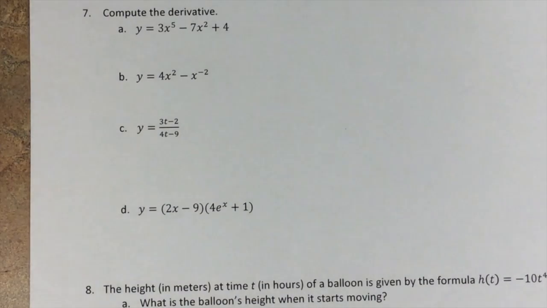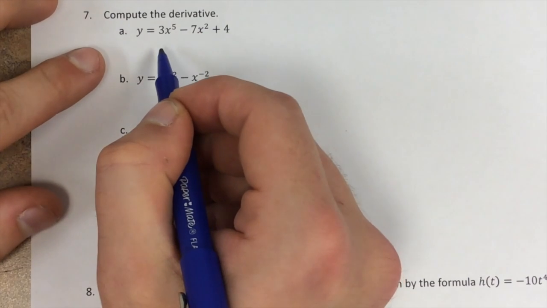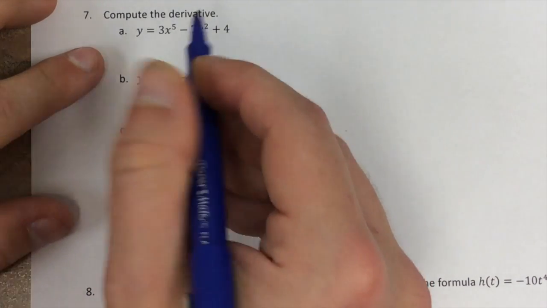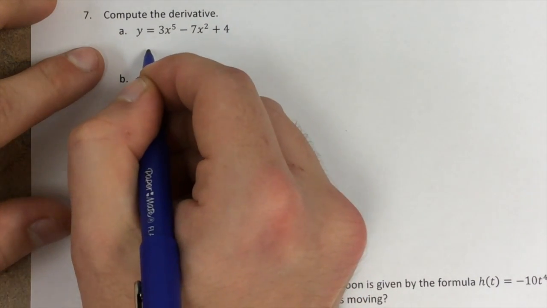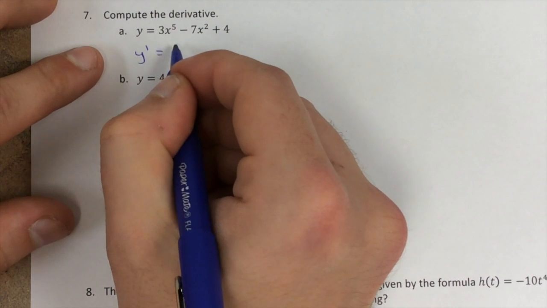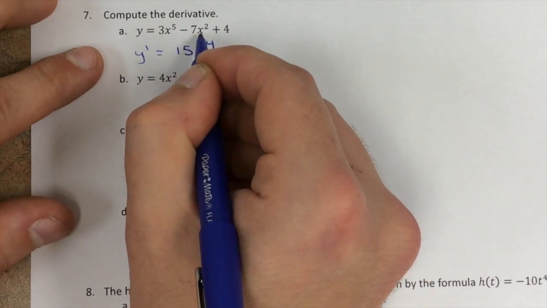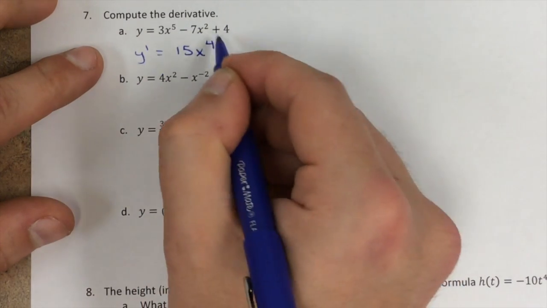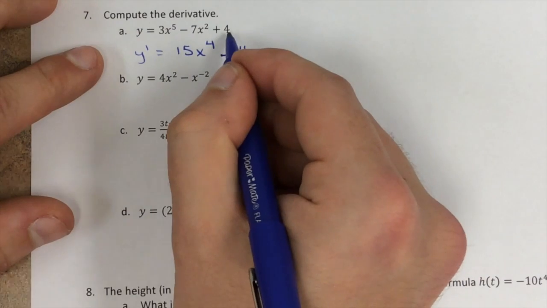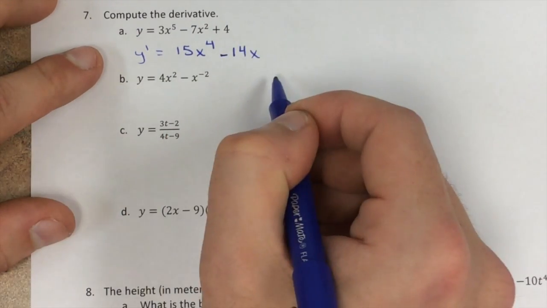Question 7 is all about finding the derivatives. So the derivative of a, we can use the power rule because there's just sums and differences. So y prime is, bring down the 5, 3 times 5 is 15, subtract 1. Derivative of negative 7x squared is, bring down the 2, so negative 7 times 2 is negative 14x. Derivative of 4 is 0. So we're done.